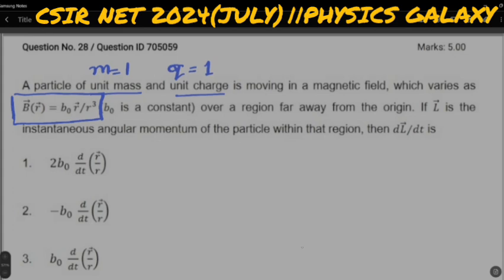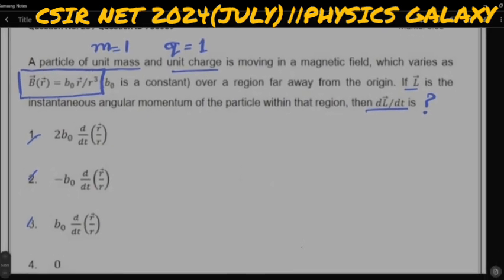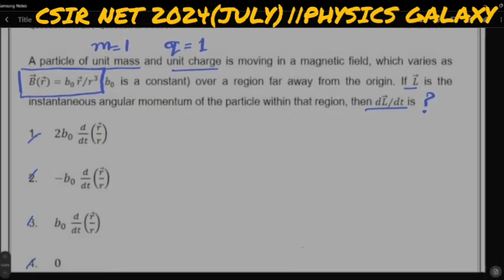For a region far away from the origin, if L is the instantaneous angular momentum of the particle within that region, then dL by dt is? Okay, so this is our question, and we were given four options. Now we have to find dL by dt.